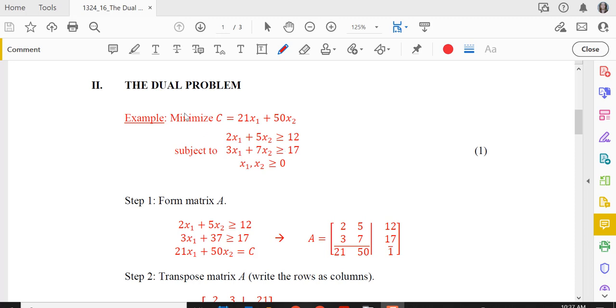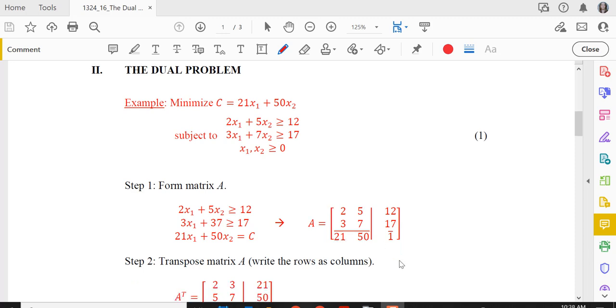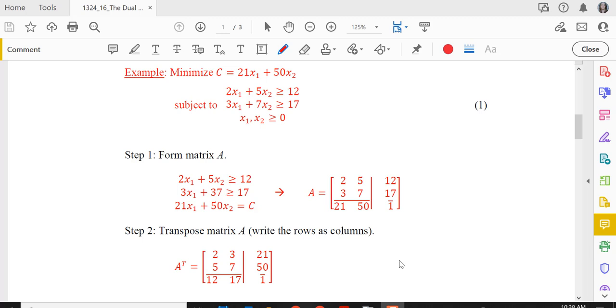You have to have a minimize objective function, and your constraints have to be of the form greater than or equal to. When you form the initial matrix A, you're going to put your two constraints in, or however many constraints you have. You're going to put just the coefficients as your rows. Then you put your objective function as your bottom row, 21, 50, and 1. Then you write the transpose of the matrix.